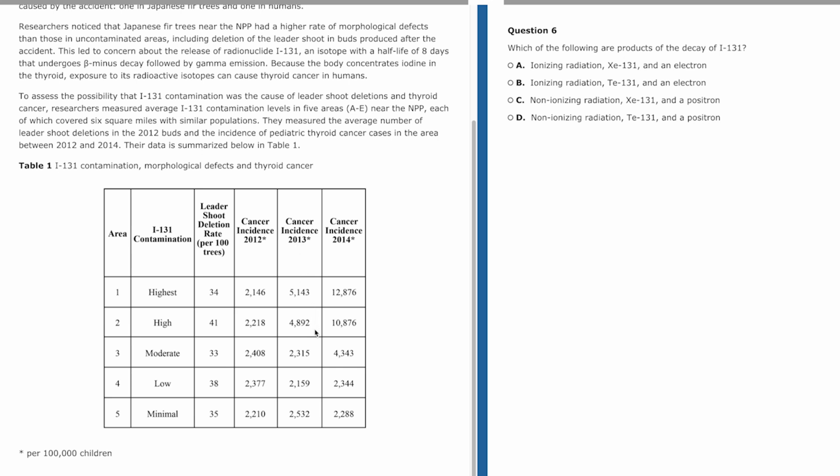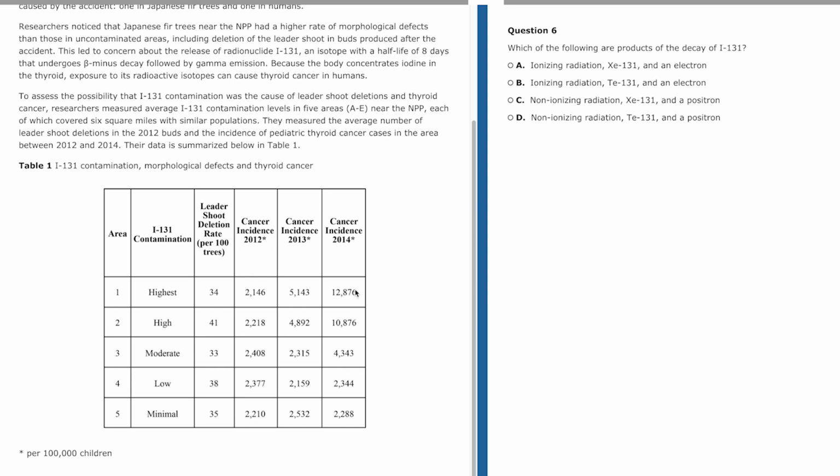The cancer incidence in 2013 looks like there's a potential correlation from highest to minimal, with more than double the cancer incidence a year out. And then the cancer incidence in 2014, 2 more years, is 5 to 6 times higher. So obviously, the deletion rate doesn't look like there's a correlation, but the cancer incidence, and I'm just guessing here, looks like there's some statistical significance as time goes on.